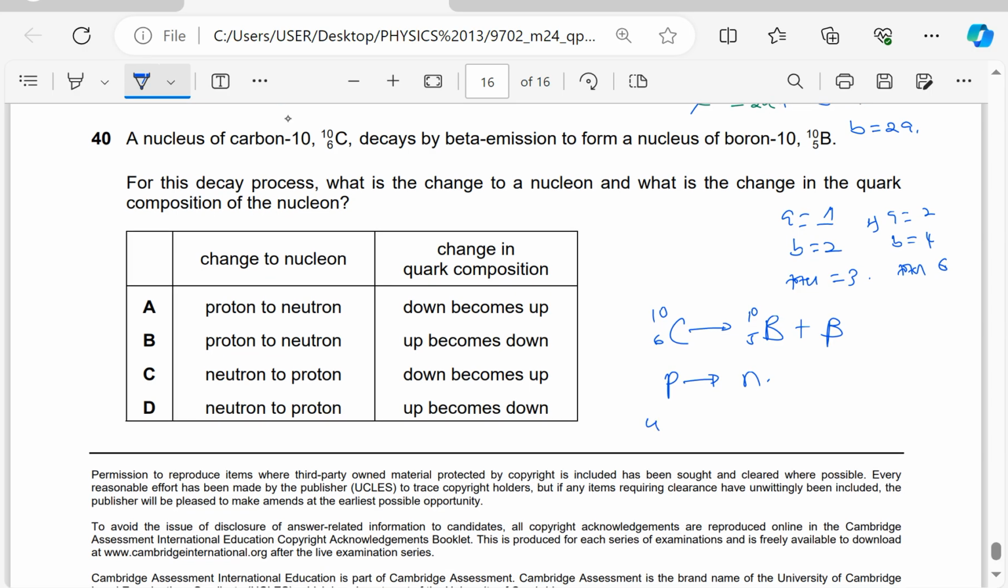So remember, proton is up, up, down. So it has changed to up, down, down. So one up quark has changed to one down quark. So a proton has changed to a neutron, not a neutron to a proton. And one up quark has changed to a down quark. So the answer is going to be B.